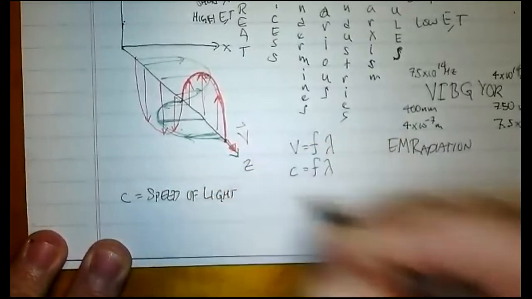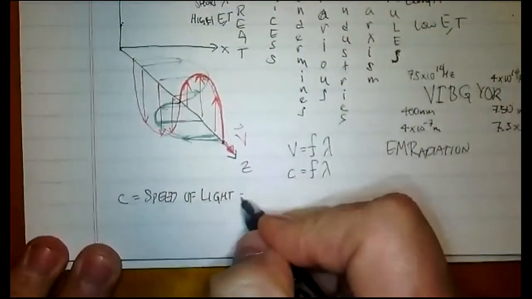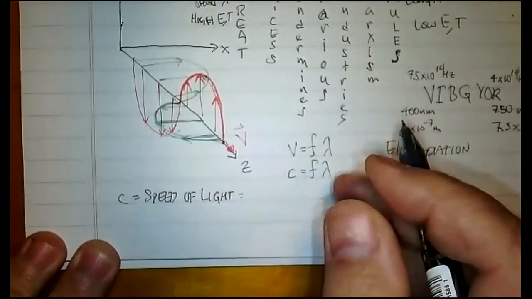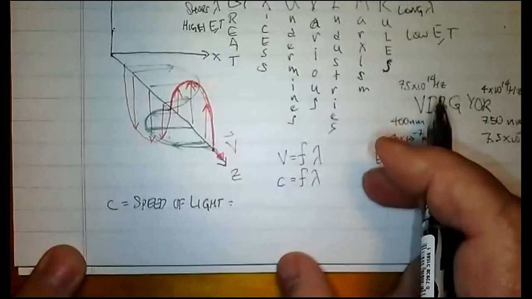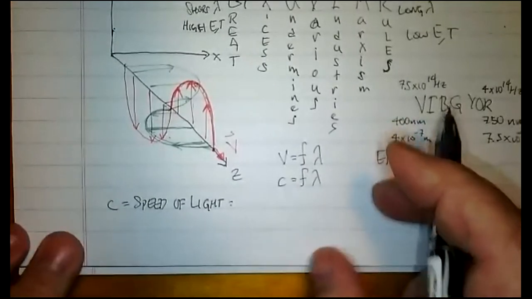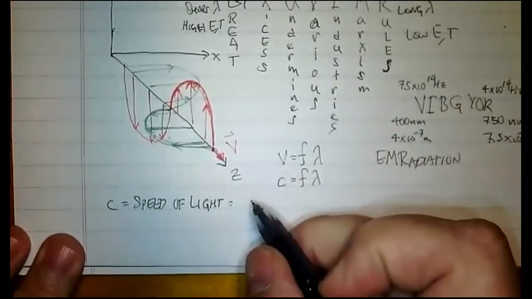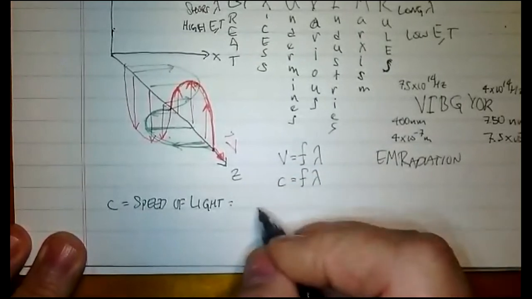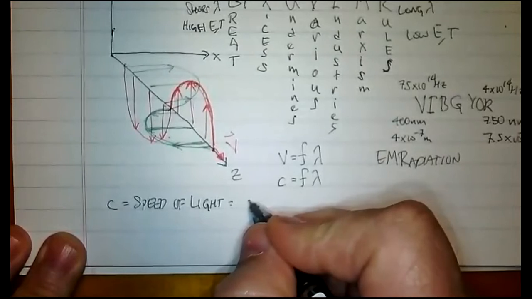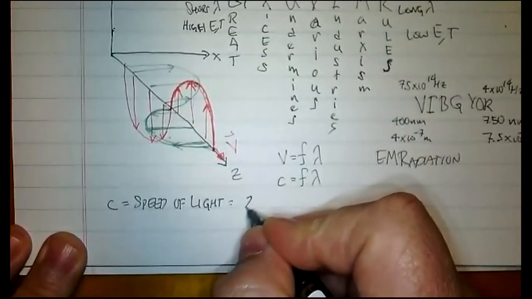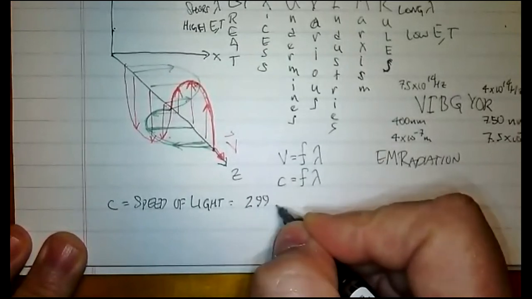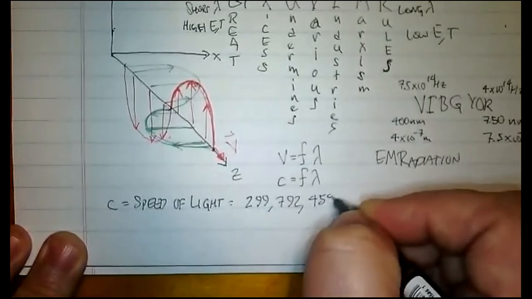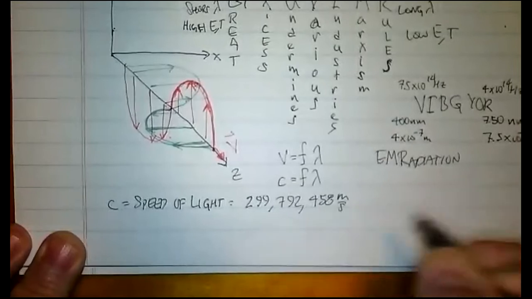Now, Galileo tried to measure this, and he concluded that it was very fast. And then some other people tried to measure it, and they concluded it was very fast, but finite. And then finally, Romer, I think in 1904, roughly, finally figured out what it was. And since then, we've now defined it to be 299,792,458 meters per second exactly.